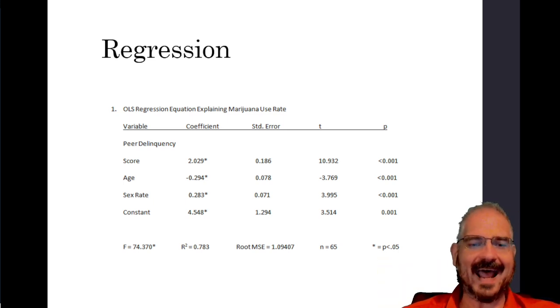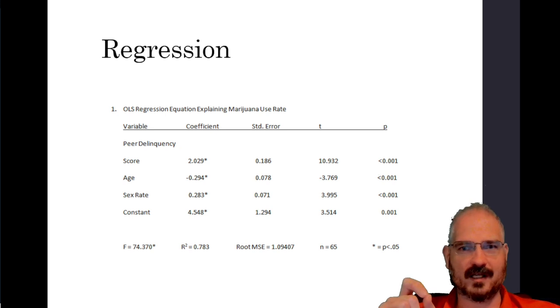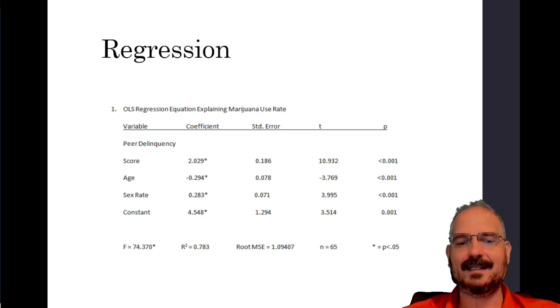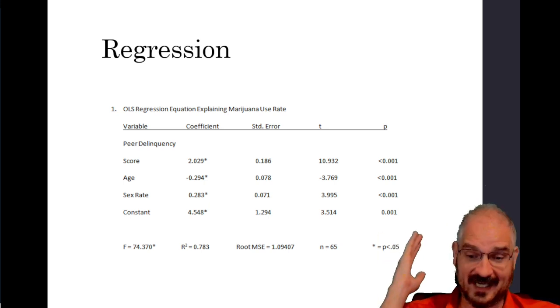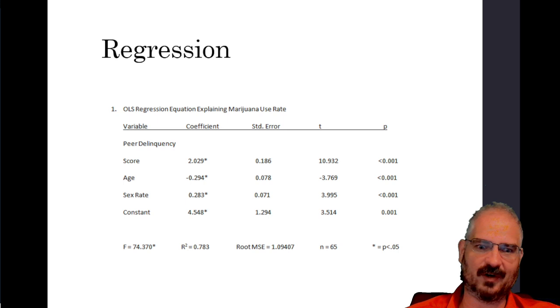And then the r squared, that is how much of the dependent variable is explained by all of the independent variables combined, right? So in other words, if we wanted to predict your marijuana use rate, and the only thing we knew about you was your peer delinquency score, age, and gender, how accurate could we get? If all of those variables combine to explain 100%, like we can tell you exactly how much marijuana you use if we know those three independent variables, that would be an r squared of 1. If it doesn't tell us anything or tells us very minimal things, that number will get smaller and closer to 0.